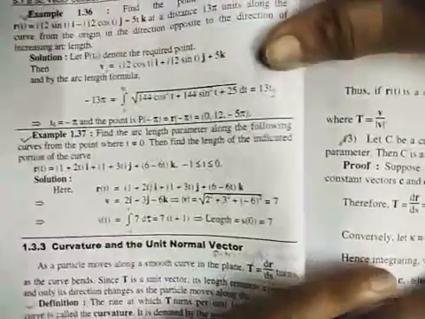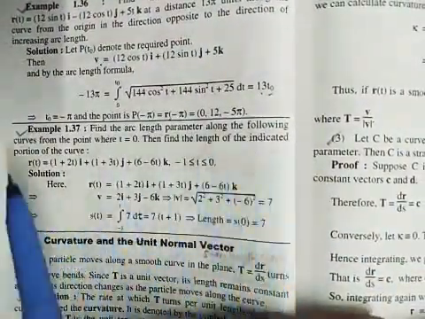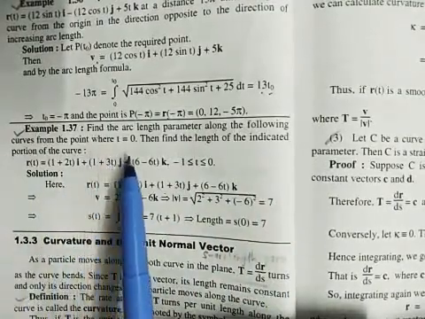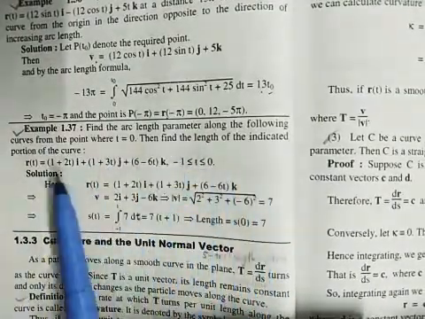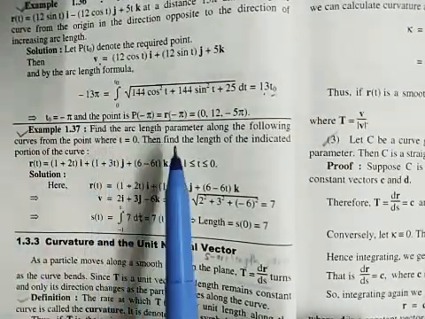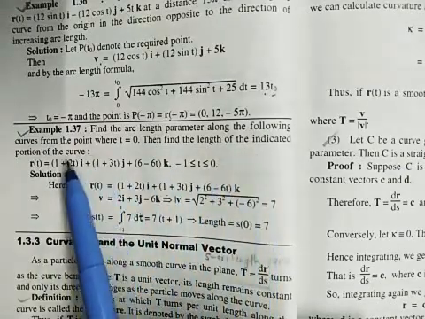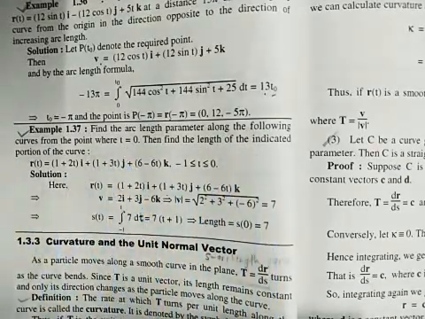Next example, find the arc length parameter along the following curves from the point where t is equal to 0. Then find the length of the indicated portion of the curve. Okay, first find the arc length parameter from the point t is equal to 0.